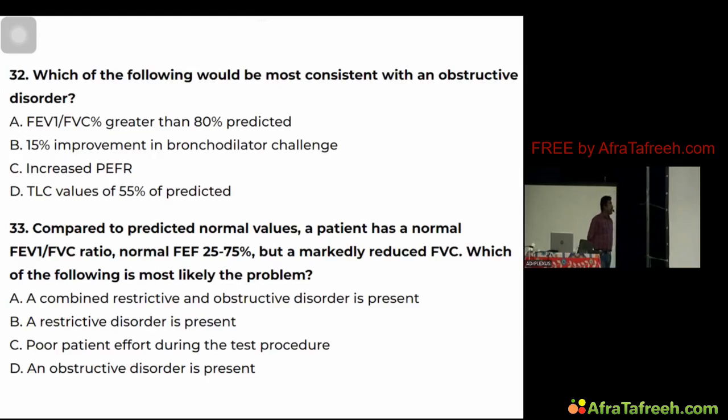Compared to predicted normal values, a patient has a normal FEV1/FVC ratio, normal FEF 25 to 75%, but a markedly reduced FVC. Which of the following is the most likely problem? It is a restrictive disorder because FEV1/FVC ratio is normal, but FVC is reduced. So it should be a restrictive pathology.